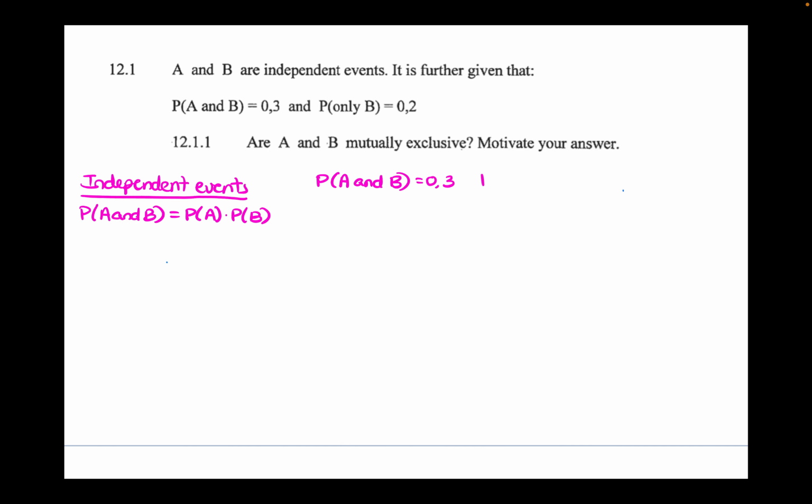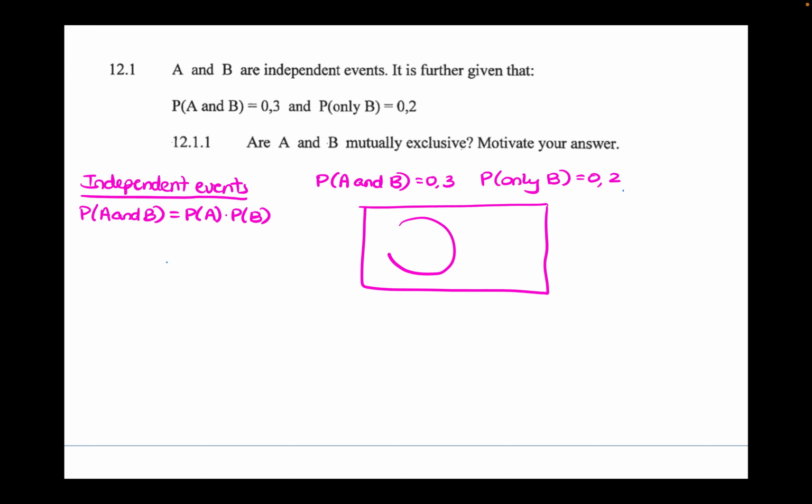Okay, so now we're told in this problem that the probability of A and B is 0.3, and the probability of only B is 0.2, and I would think a Venn diagram might be helpful here. A and B would be the overlapping part, and only B would be the part that's only B, not A.